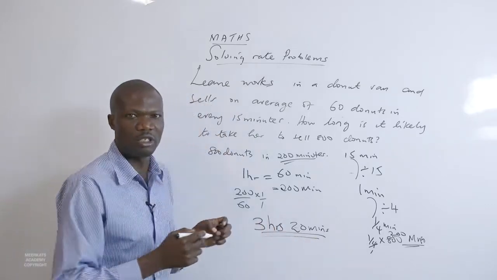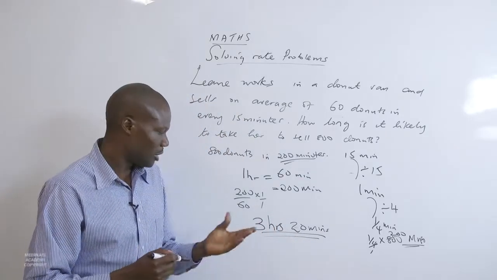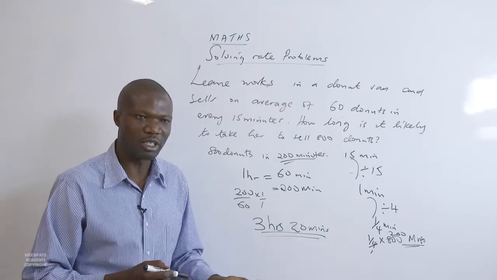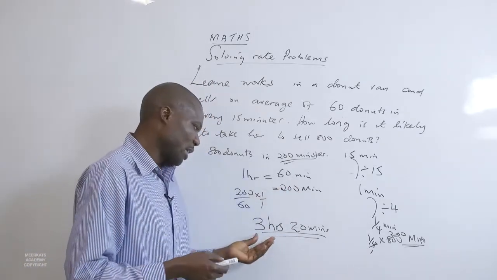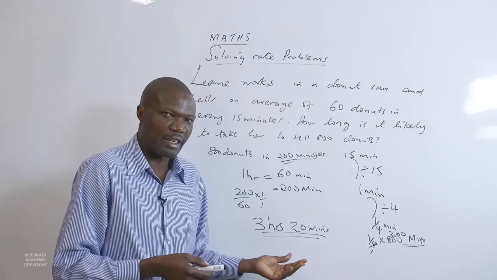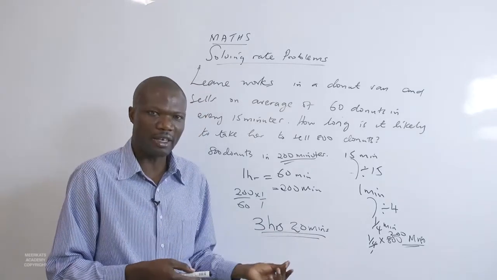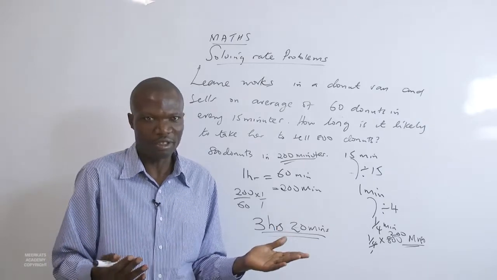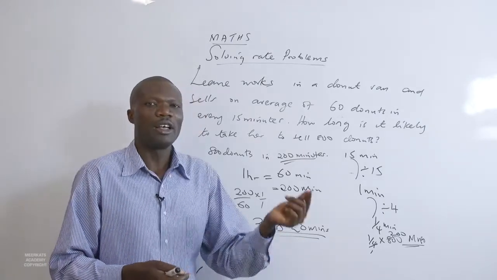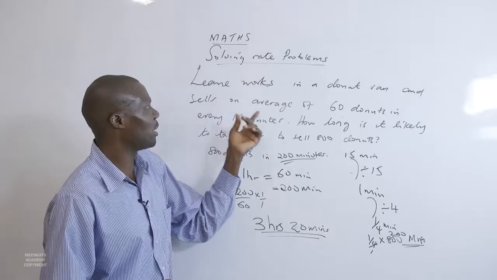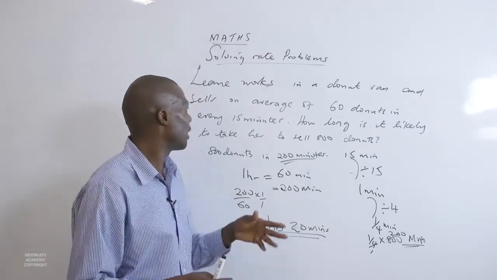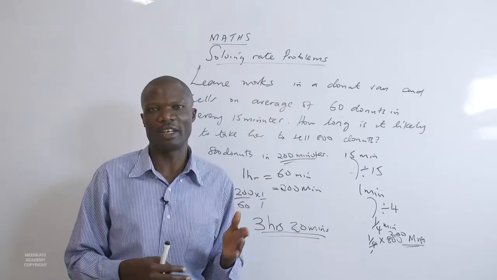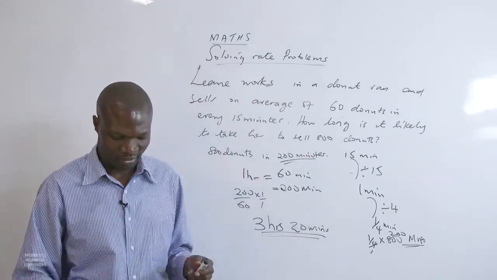Now, this is logical. 3 hours and 20 minutes, but not 200 minutes. Or you can say 3 1/3 hours. It's allowed. So it will take Lynn 3 hours, 20 minutes to sell about 800 donuts. Right?